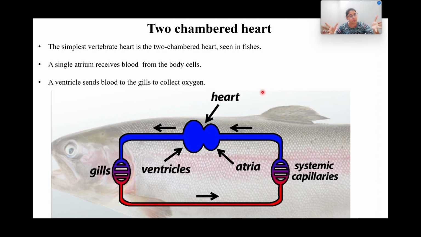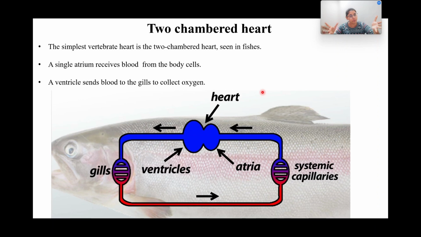So we'll start with the most basic form, which is a two-chambered heart. And you can imagine what a two-chambered heart would mean, because we just read that there are two chambers mainly. So it only means that there are these two components in this individual form. So there is one atrium and one ventricle. This is seen in fishes.